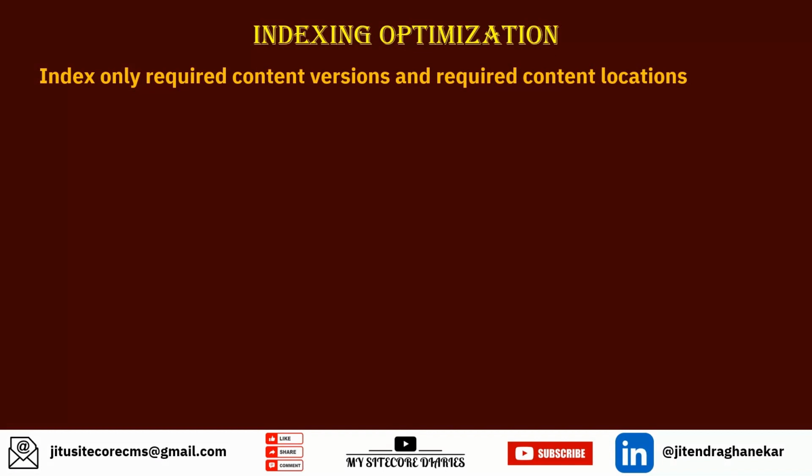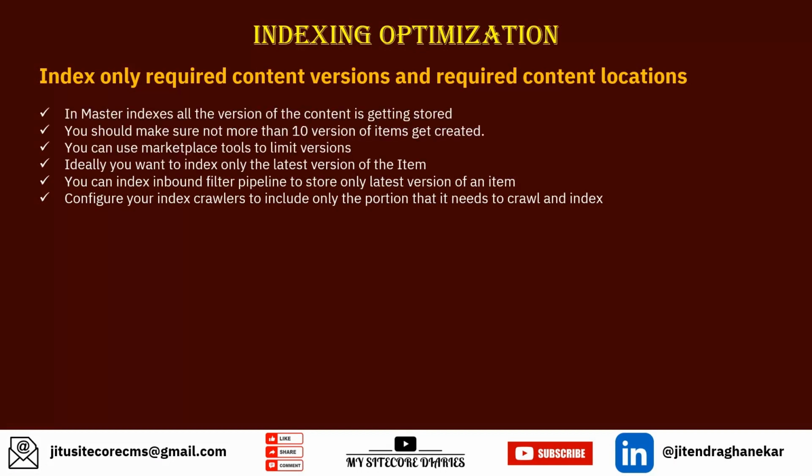Second point is index only required content versions and required content locations. In master indexes, all the versions of the content get stored. You should make sure not more than 10 versions of items get created. That is the best practice. You can use a marketplace tool to limit these versions. Ideally, you want to index only the latest version of the item. You can use an inbound filter pipeline to store only the latest version of an item and configure your index crawler to include only the portion that it needs to crawl and index.